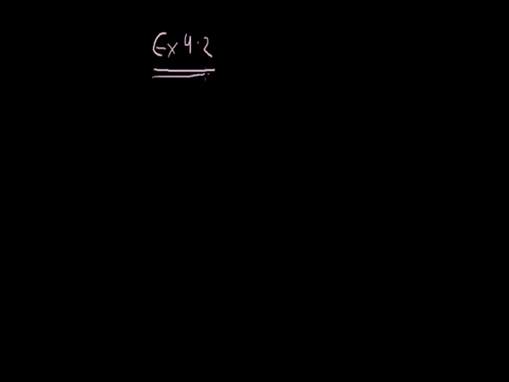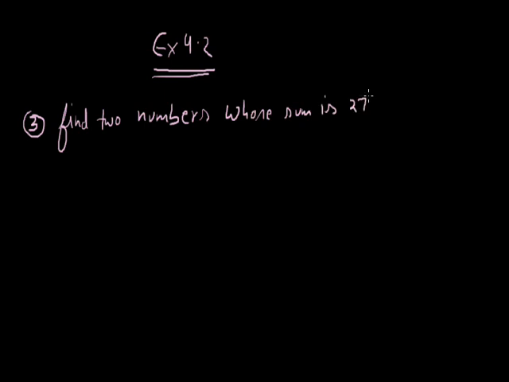In earlier class we completed the question number 1 and 2. Now we start with the question number 3. The question number 3 is find two numbers whose sum is 27 and product is 182. हमें ऐसे दो नंबर पता करने हैं जिनका सम 27 हो और उनका प्रोडक्ट 182 हो.